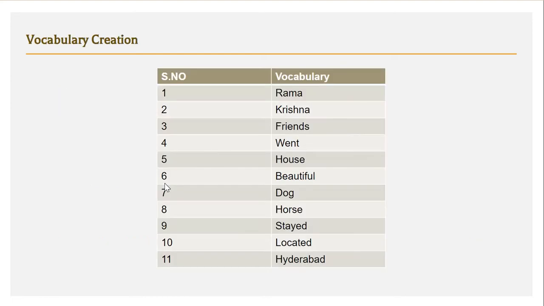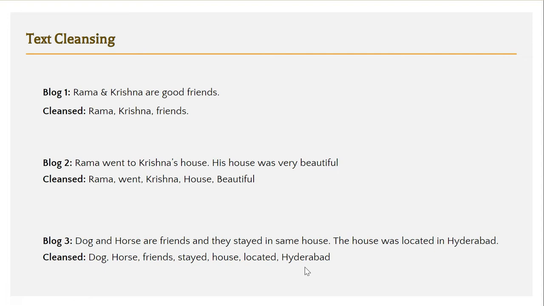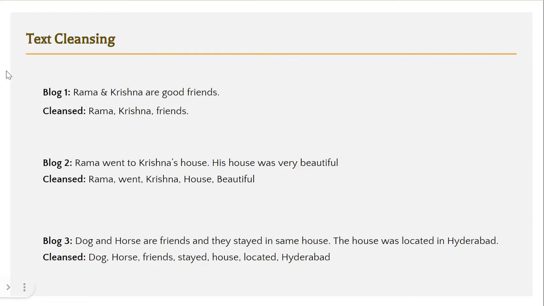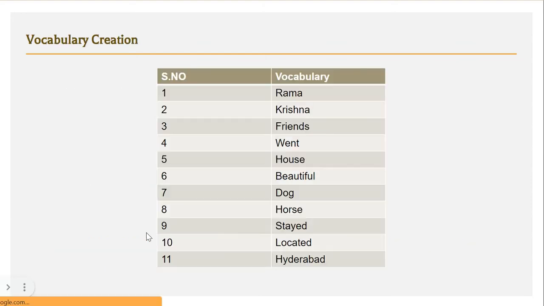And as a third step, we have created a vocabulary. How we created this vocabulary is we took the unique words from each and every one of these cleansed texts. So from all these words, we collected the unique words, and we created the vocabulary of all the words which are used among all these blog posts. That we have collected here, and we called it vocabulary.